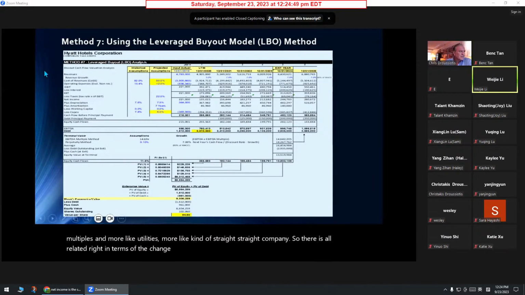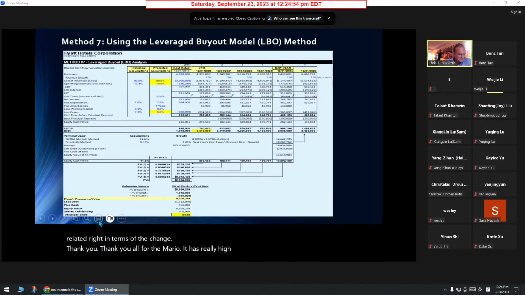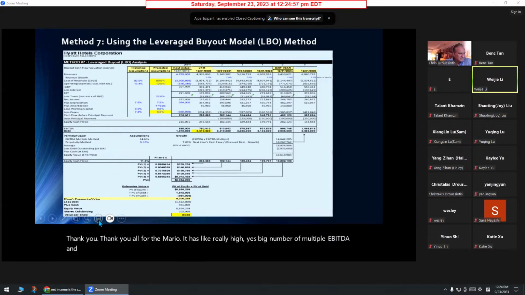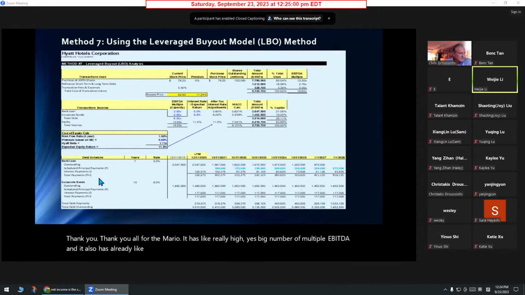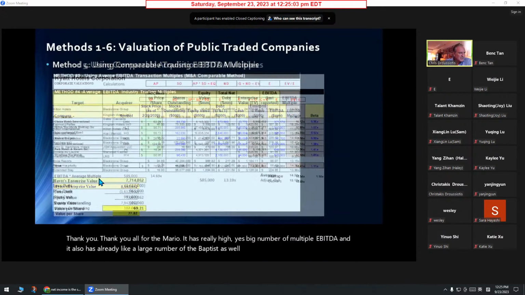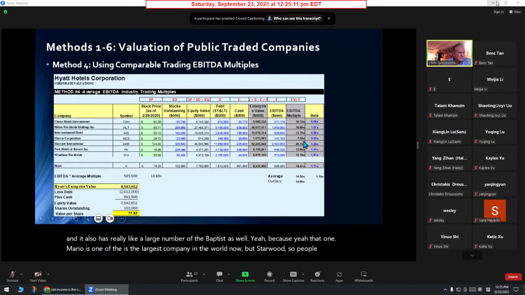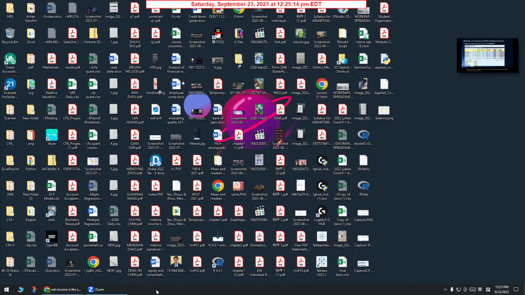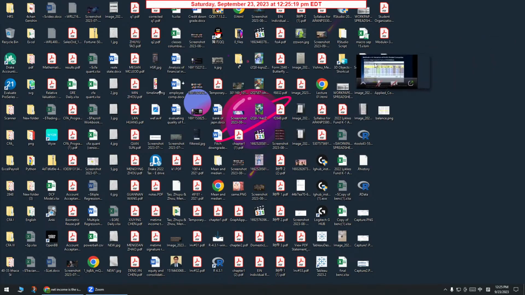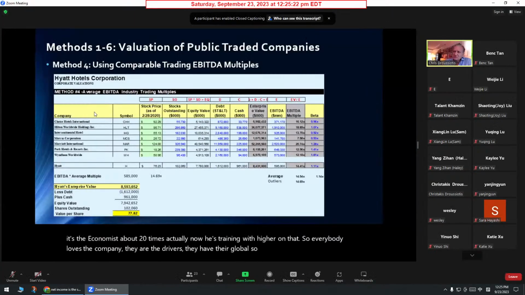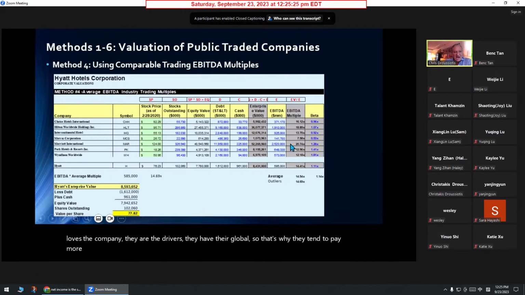Yeah, thank you. I saw that for Mario, it has a really big EBITDA multiple, and it also has a really large number for beta as well. Yeah, because Mario is the largest company in the world now. People anticipate the economy at about 20 times. Actually, now it's trading even higher than that. So everybody loves the company. They are the drivers. They're global. So that's why people tend to pay more. The value is higher than EBITDA can catch up with. And that's what the multiple is.